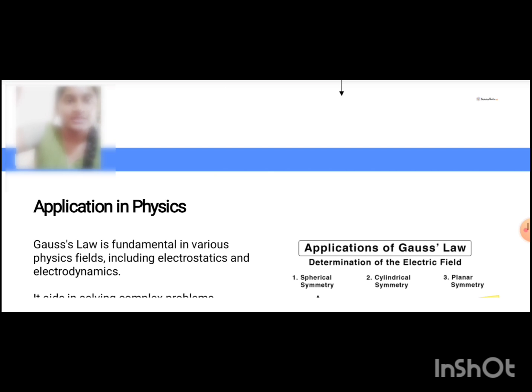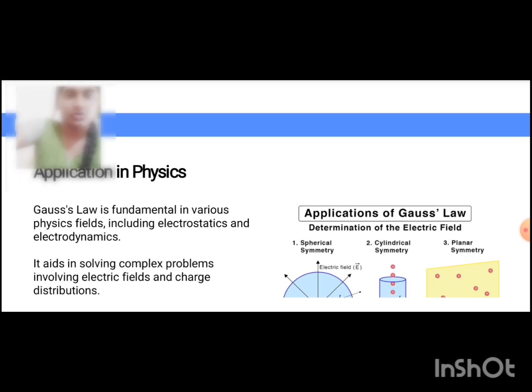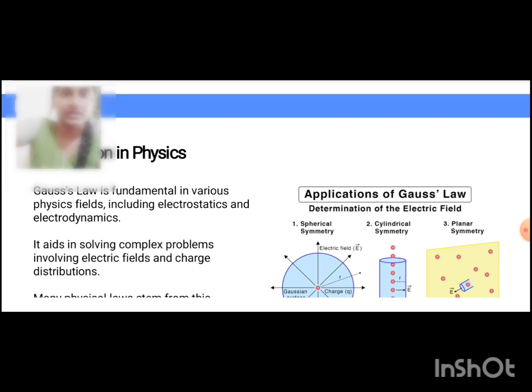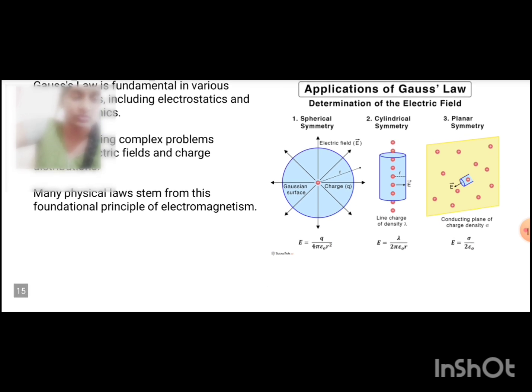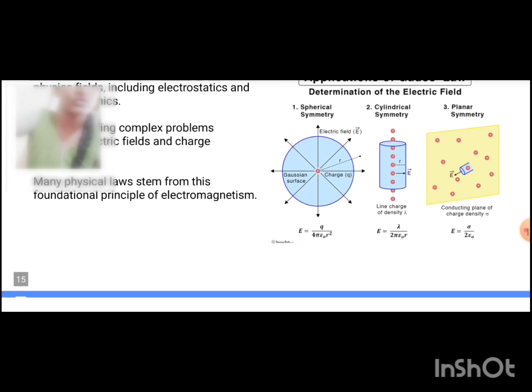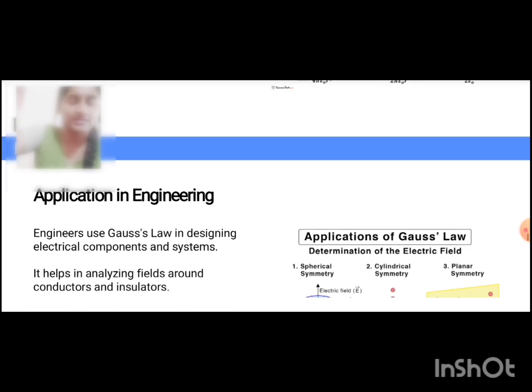So let's see some applications of Gauss law in physics. So Gauss law is fundamental in various physical fields including electrostatics and electrodynamics. It aids in solving complex problems involving electric fields and charge distributions. So many physical laws stem from this foundational principle of electromagnetism.